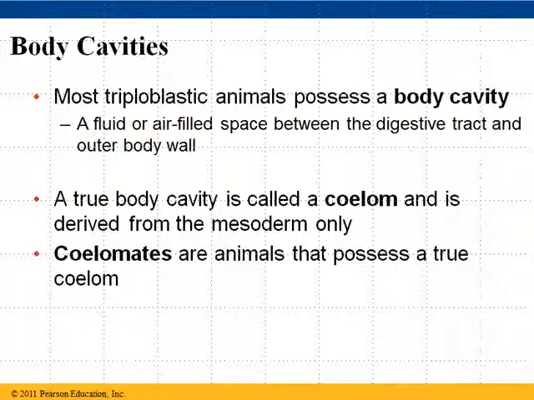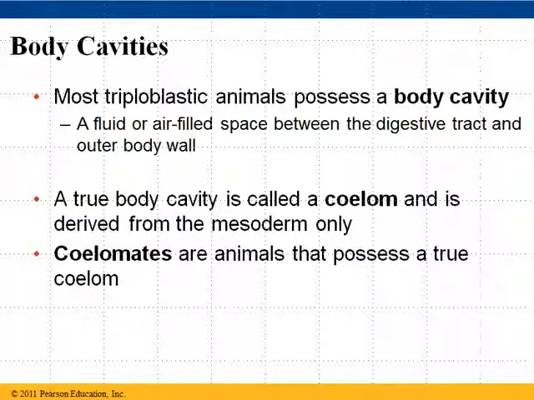A true body cavity is called a coelom and is derived from the mesoderm only. So if the body cavity comes from the mesoderm, which is that middle layer of developing cells that we talked about, it's considered a true body cavity called a coelom. Coelomates are animals that possess a true coelom, and that would include humans, mammals, and the like. And then there are other variations on that theme as well.